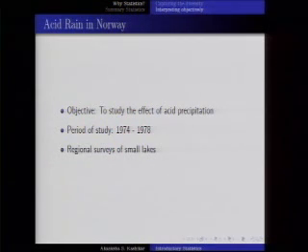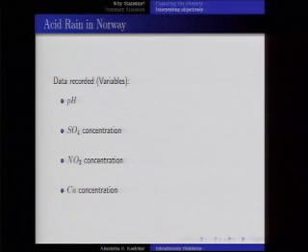Some Norwegian scientists did this study, and their period of study was 1974 to 1978. They had data for these years, and there were small lakes, and they recorded measurements of acids in those lakes. The variables on which the data were recorded are these: pH of the water was computed, then sulfate concentration, nitrate concentration and calcium concentration.